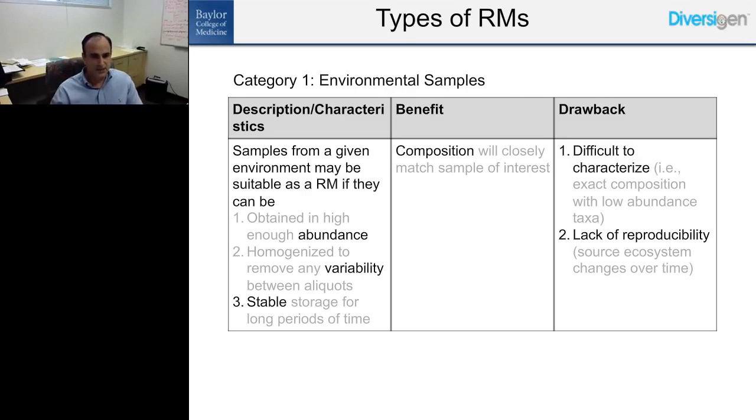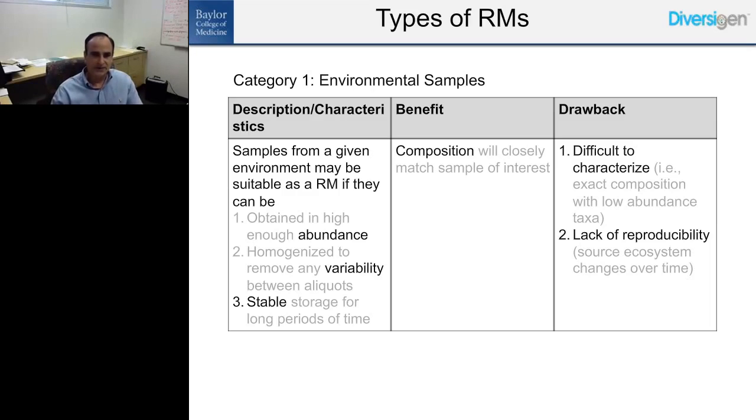We need to make sure that there's limited variability among the aliquots, and so you may homogenize the sample and then aliquot that in sufficient quantities to complete the study. And then lastly, that it be stable over long periods of time, so we need to evaluate the storage conditions. The benefit of an environmental sample would be composition, because it's taken from the sample source that you're testing. Obviously, it closely matches the complexity of that sample.